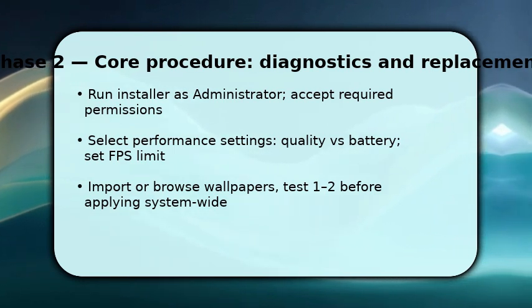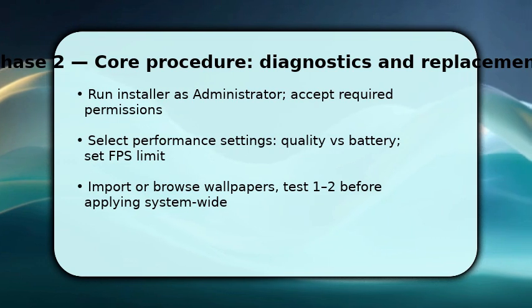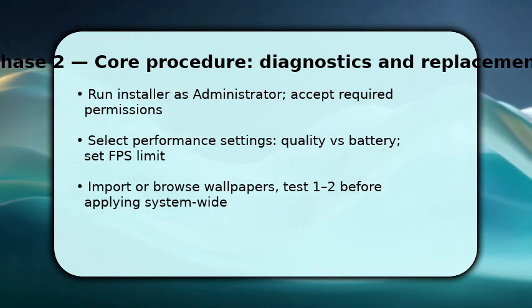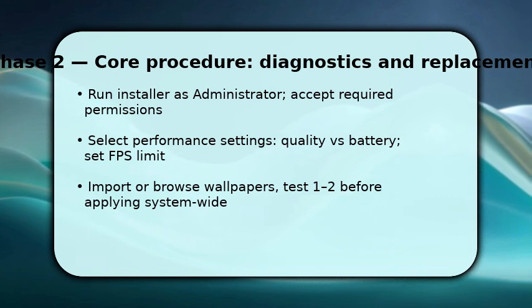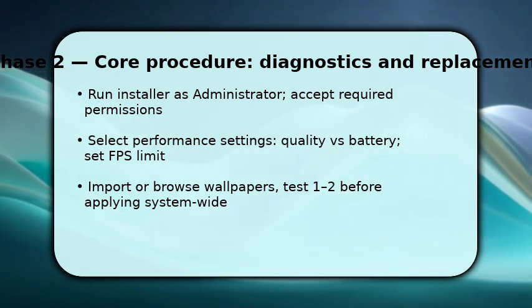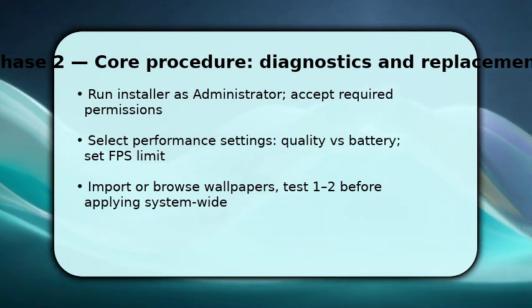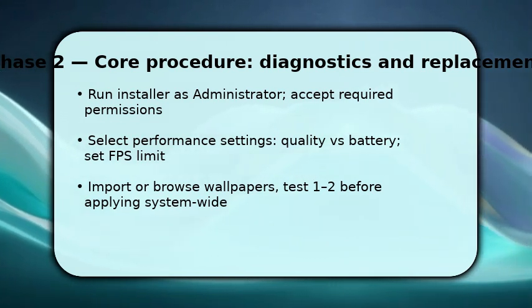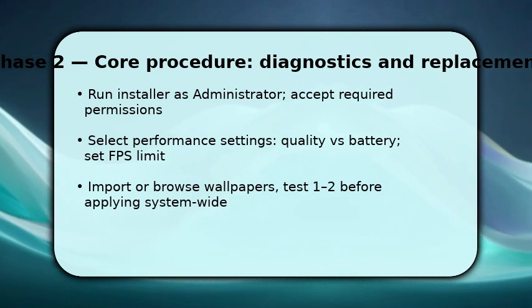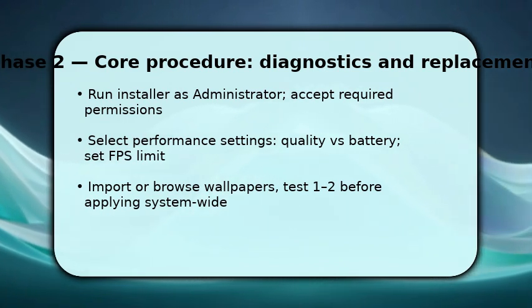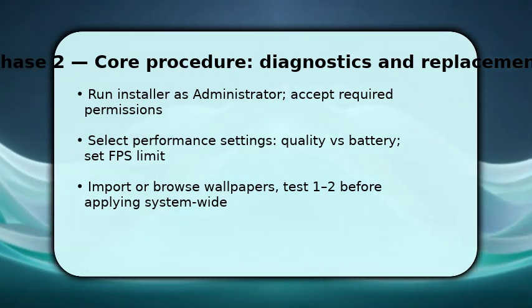Once installed, open Settings and choose Performance options, balance quality versus battery life, and set an FPS limit to reduce load. Then import a wallpaper or browse the built-in library, test one or two to check CPU/GPU impact, and preview them on your desktop. If a wallpaper stutters, lower quality or disable effects before proceeding.